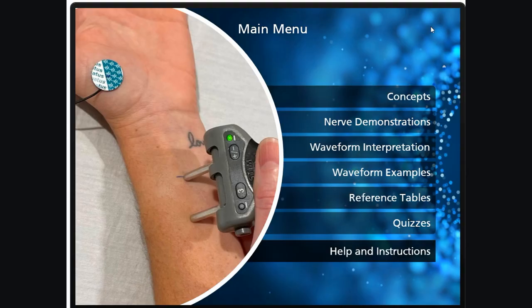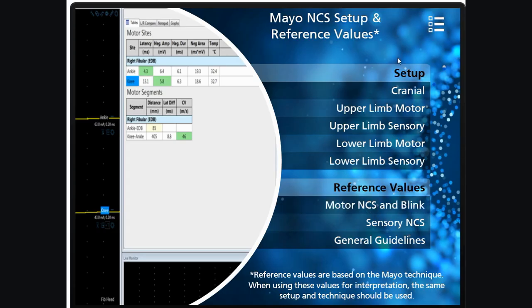Finally, there are some reference sections. There's a section of reference tables that has both tables of how to set up in our laboratory the nerve conduction study. So what distances do we use, where do we place the electrode, and then there's reference values related to the waveforms that we're recording and the values that we obtain.